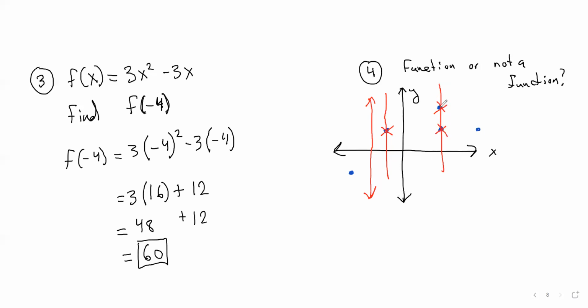So what we have is a vertical line with 2 intersection points. And if you remember what the vertical line test says from earlier, if there's 2 or more intersection points for a vertical line, then this is not a function. So this is not a function, as you can see from this vertical line with 2 intersection points.